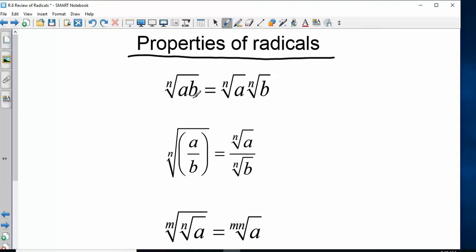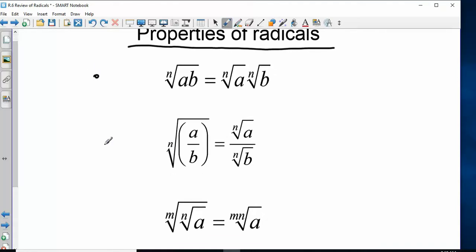If you have a radical with things being multiplied, you can break it up and do each individual piece. The same is true for division. The third rule might be the one that you weren't familiar with. If you have multiple radicals, you can combine them into one by multiplying the index, the number outside the radical. I'm just going to pause this and give you a second to jot those down.